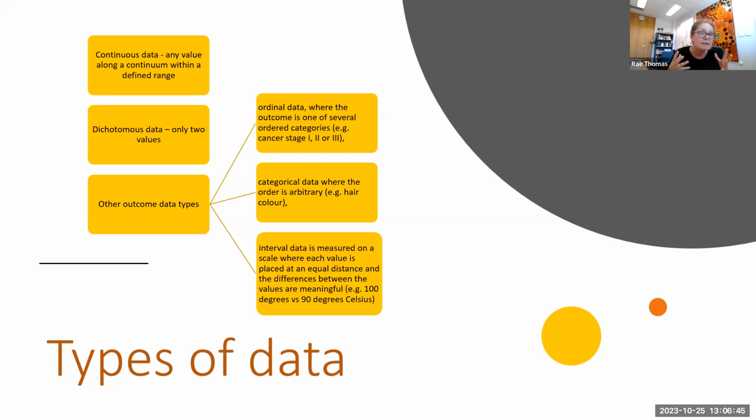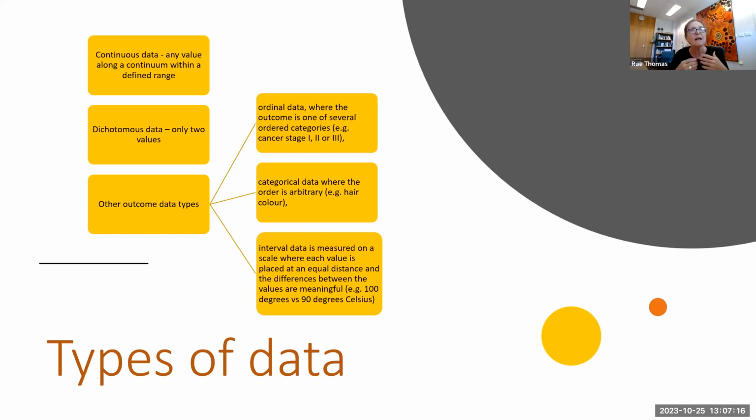And then, very simplistically, there are other kinds of data. There might be things like ordinal data, where the outcome is one of several ordered categories. If you think about cancer stages and stuff like that, you progress in an order. So that would be ordinal data. Then you might have categorical data, where the order is rather arbitrary. So I might have red-haired people over here, brown-haired people over here, blonde-haired people over here. It's arbitrary and there's no order to it. It's just a category.